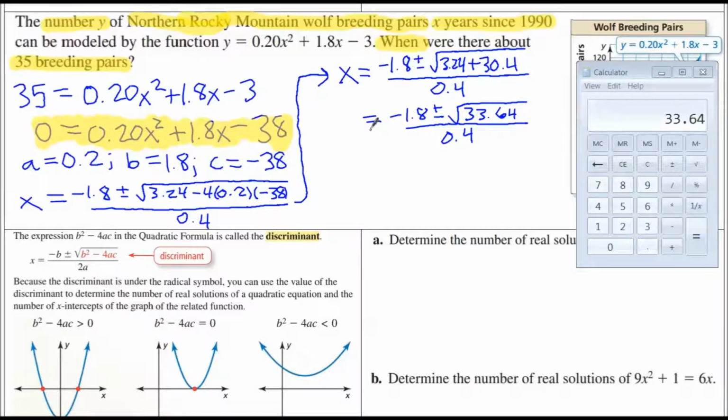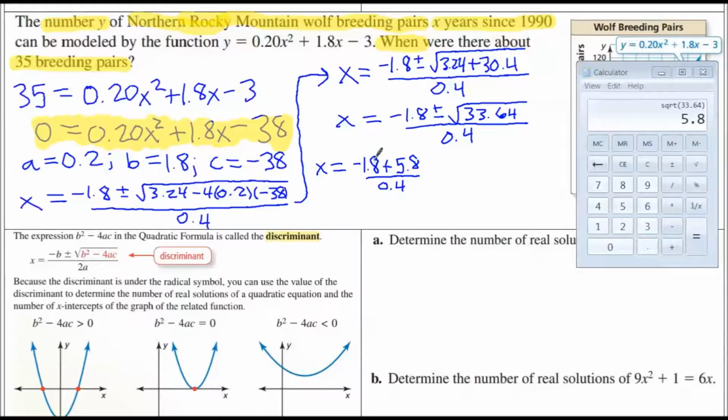Okay, so at this juncture, I can write 2 different equations, right? Because the plus or minus means there's going to be 2 different equations. So the first one, I'm going to do x equals -1.8 plus, well, I guess we'll do a plus, right? And I need to take the square root of this, 33.64, and it's 5.8. So plus 5.8 divided by 0 and 4/10.